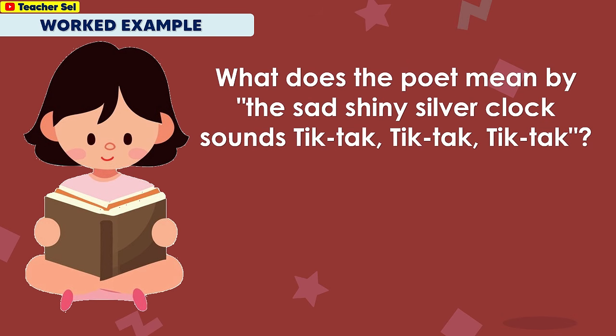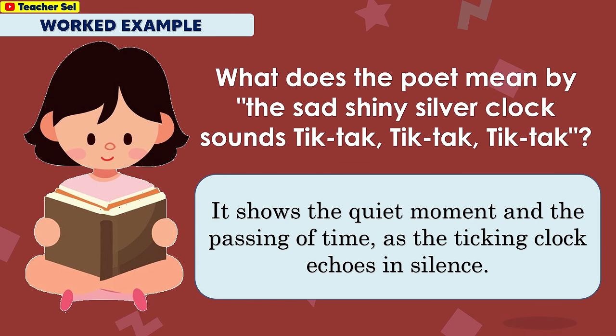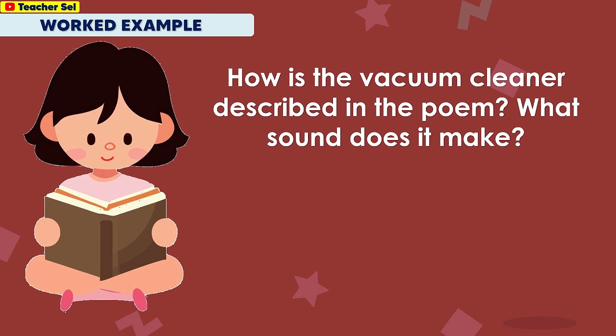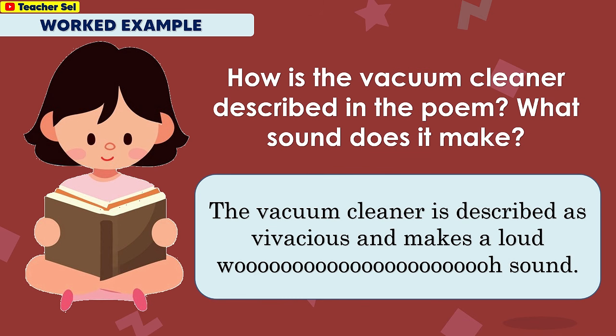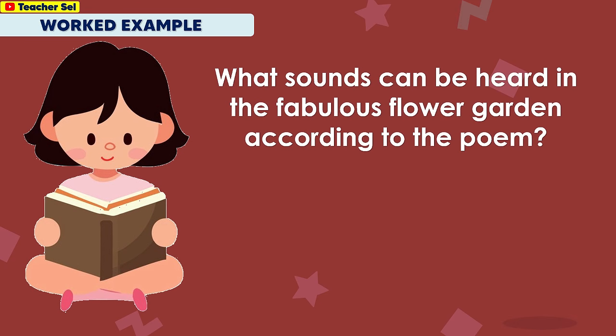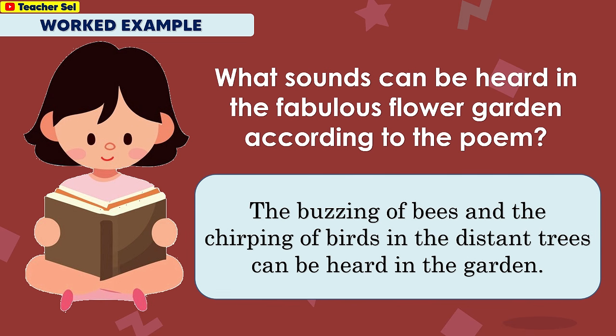What does the poet mean by "the sad shiny silver clock sounds tick-tock, tick-tock, tick-tock"? It shows the quiet moment and the passing of time as the ticking clock echoes in silence. How is the vacuum cleaner described in the poem? What sound does it make? The vacuum cleaner is described as vivacious and makes a loud whoo sound. What sounds can be heard in the fabulous flower garden according to the poem? The buzzing of bees and the chirping of birds in the distant trees can be heard in the garden.